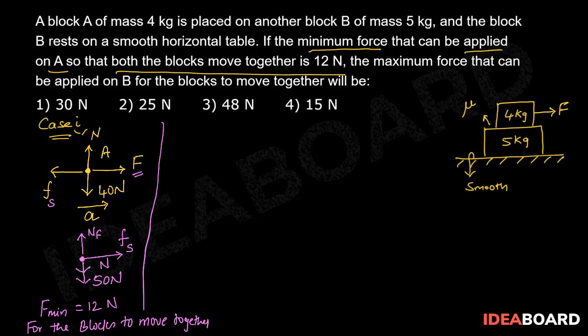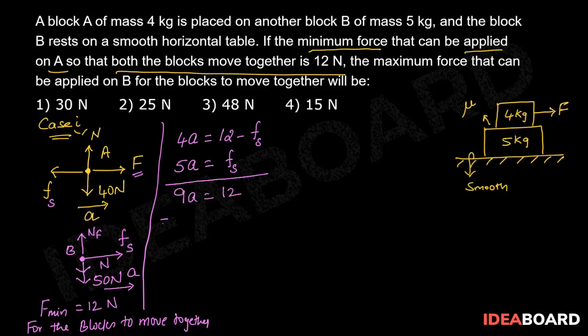So we can write 4a = 12 - Fs. Since both blocks are moving together, the acceleration of block B will also be a towards the right. Therefore, we can write 5a = Fs. So, on adding these two equations, we get 9a = 12. So, this implies a = 4/3 m/s².